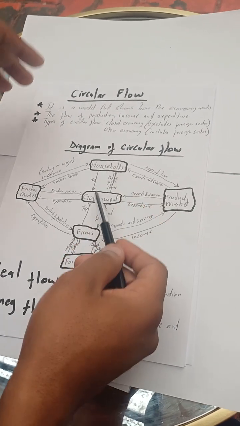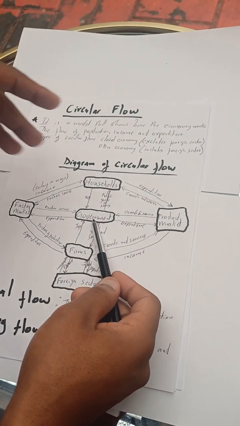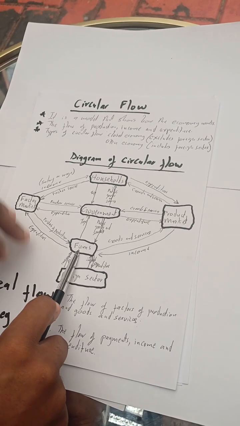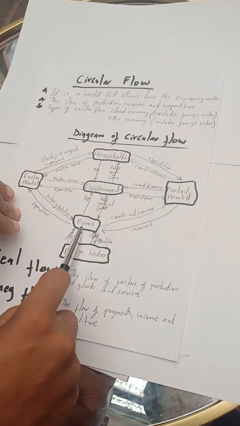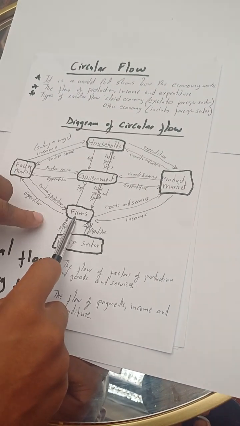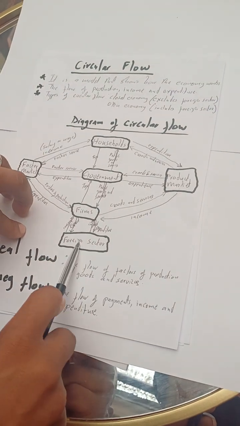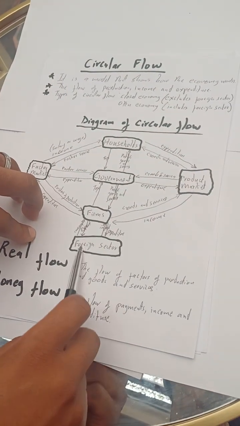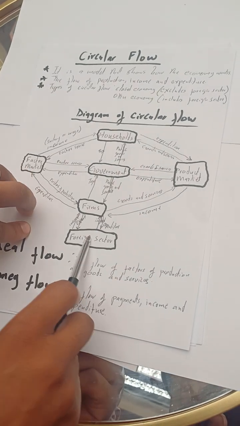Then the second one is the government, also known as the state. And then the third one is the firms, also known as the producers or businesses, are those who produce goods and services. And then the fourth one is the foreign sector. That's whereby we import and export goods and services.